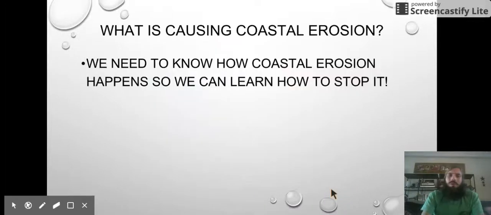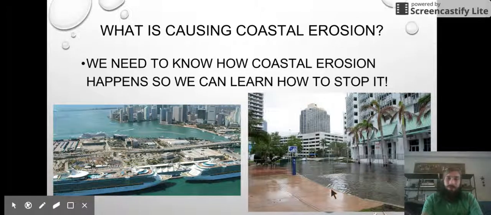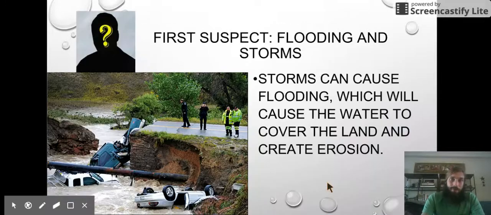All right, now let's bring it back and get to the bottom of what is causing coastal erosion. We talked about several different reasons, and we need to know how coastal erosion happens so we can learn how to stop it. There are other cities like Miami that are on the beach, and they're also suffering from coastal erosion. Look what happens to Miami when the waves get high enough at high tide. We don't want this happening in New Orleans and Louisiana, so that's why we need to understand coastal erosion better.